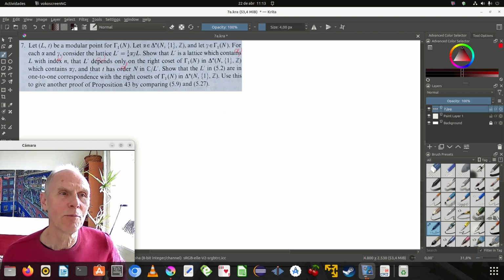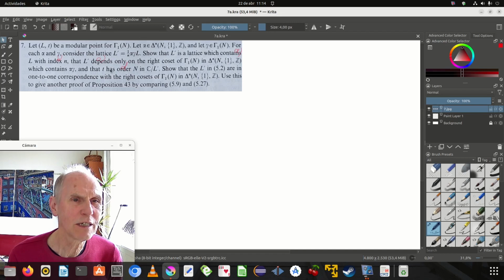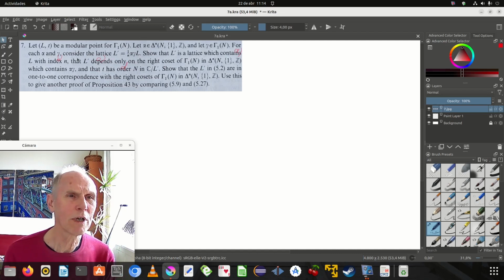April 22nd, 2024. Problem 7 of the last section in chapter 3. Even the first sentence, or the second one, we have to show a lot of stuff. First, L mark contains L, then it has index n, then it depends only on the right coset, gamma 1 of level n, and finally T has order D. That's of course a critical point to check that we get the right Tn. But let's get started with them one at a time.